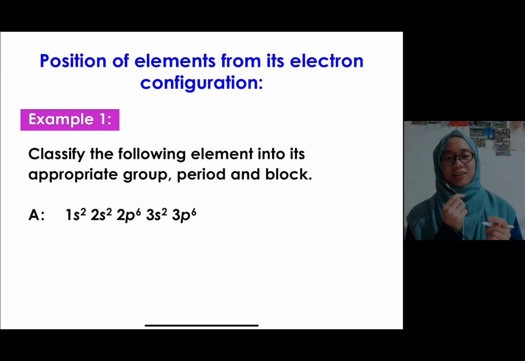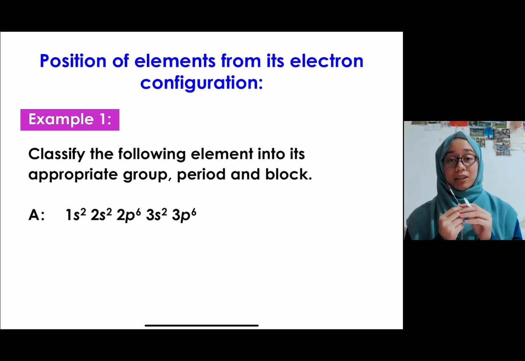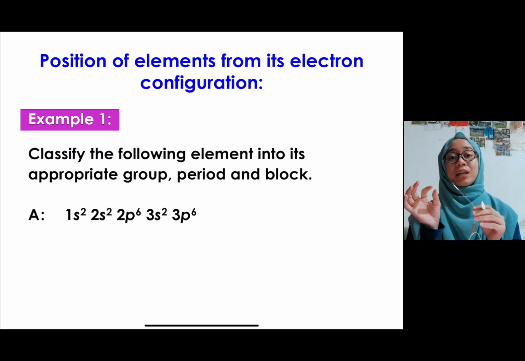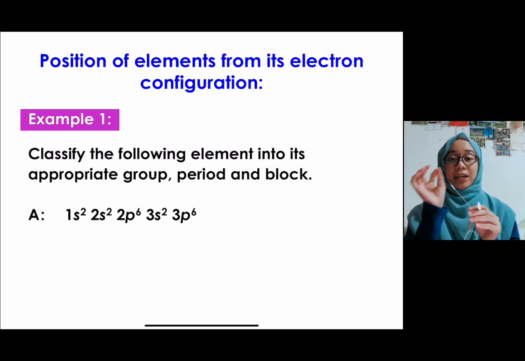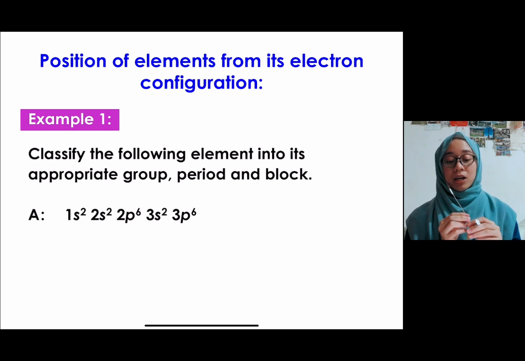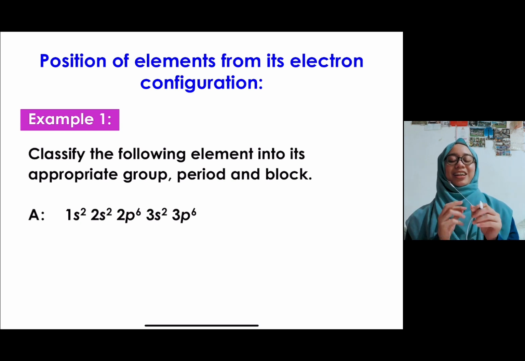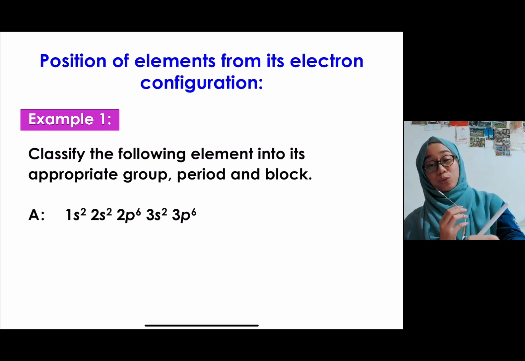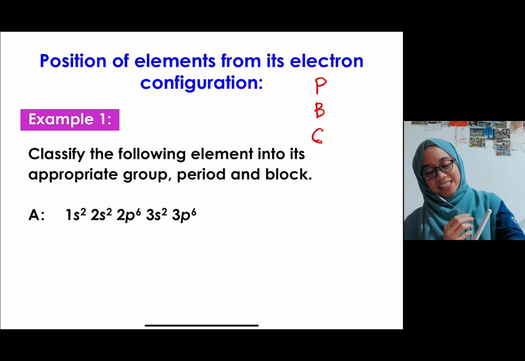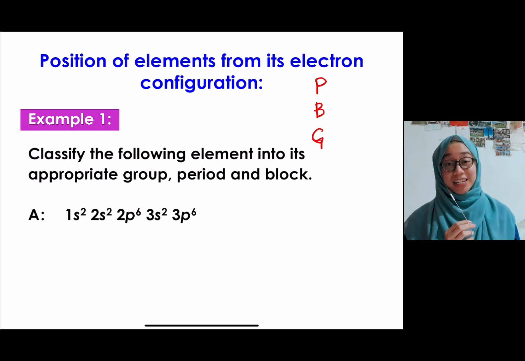Okay, so now we will try to look at a few examples in order to determine the position of elements from the electronic configuration in the periodic table. Okay, so the tip to answer this is we use PUBG. Actually we ignore the U, so we just take PBG only. But the way Miss remembers it is PUBG, it's easier.